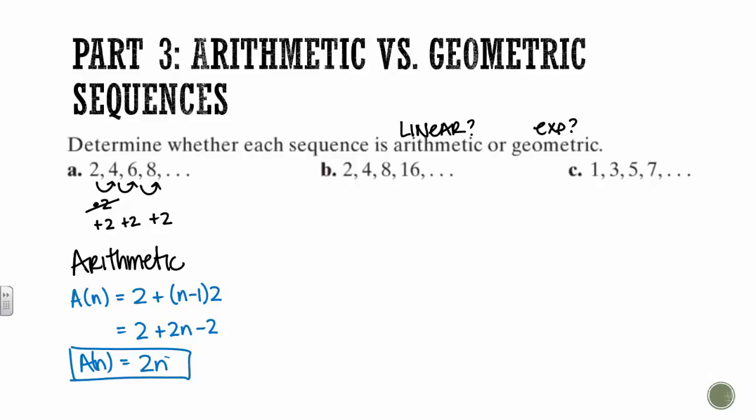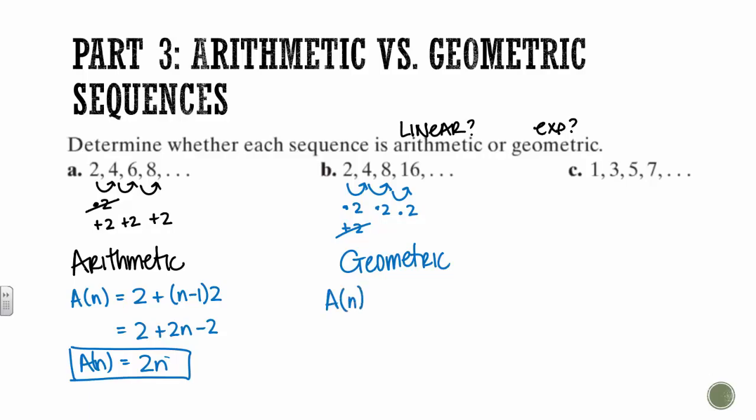Now this one starts off exactly the same. To go from 2 to 4, I can either multiply by 2 or add 2. And then to go from 4 to 8, I can't add 2, I have to multiply by 2. And same thing from 8 to 16. So this one's geometric, which means I'm going to make an exponential function.